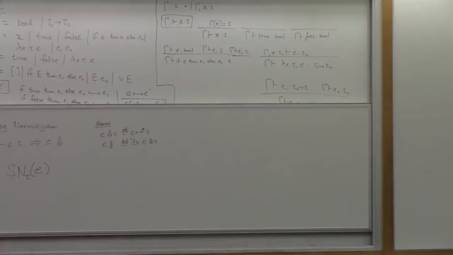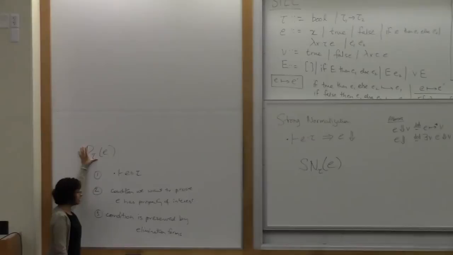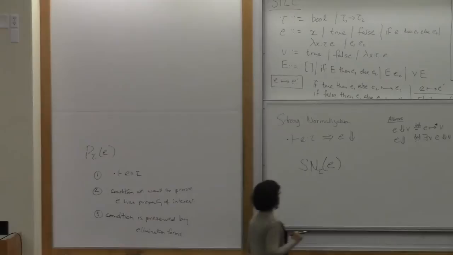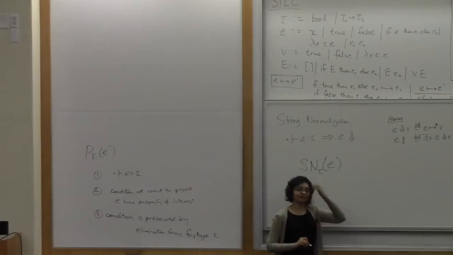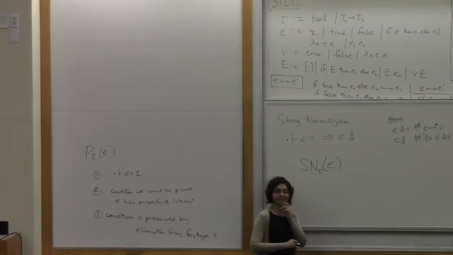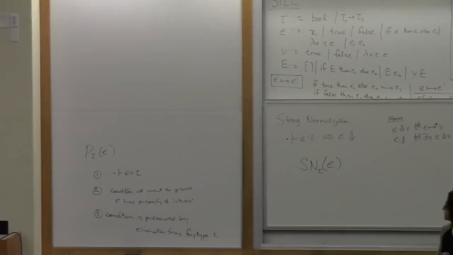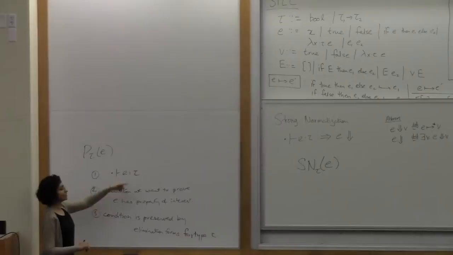So this is about adding something to your definition of the relation that says that the property you're interested in is preserved by elimination forms, and we'll come back to that. Elimination forms for type tau, I should say, because we have a tau indexing this predicate. All right, so let's make that more concrete. Let's define this SN tau E relation. It just says E colon tau. Good? Okay.